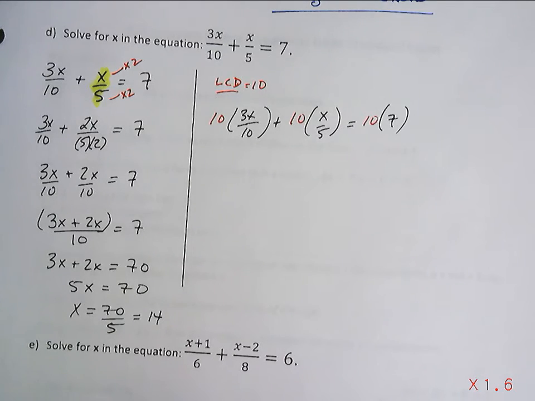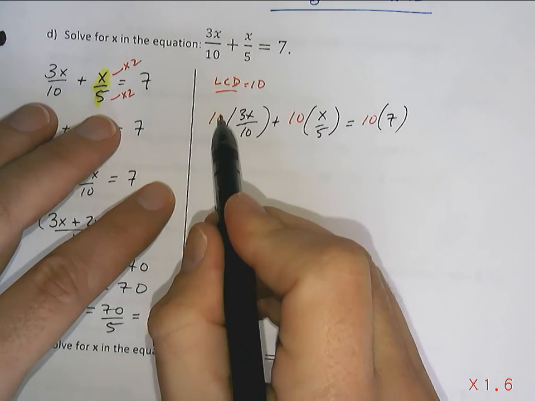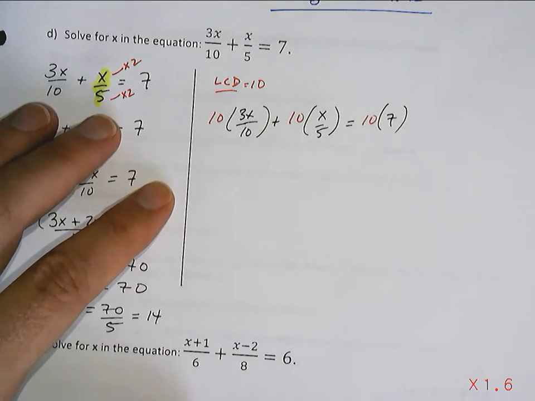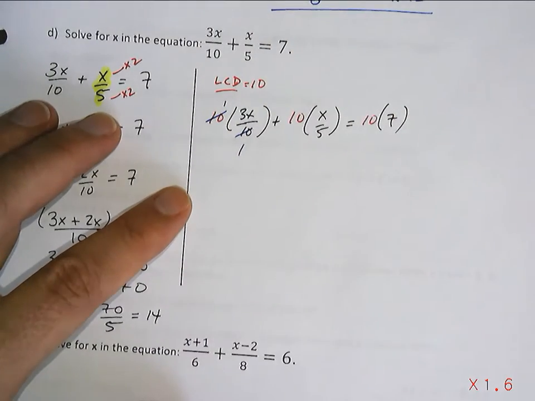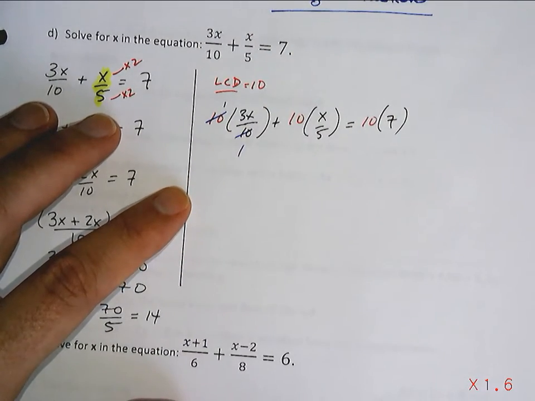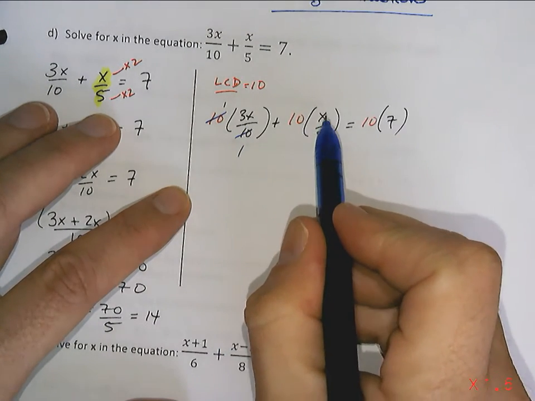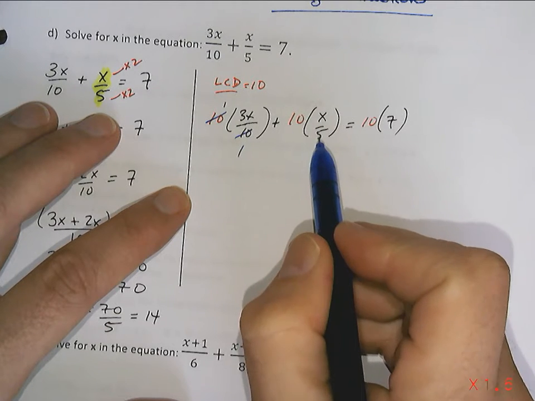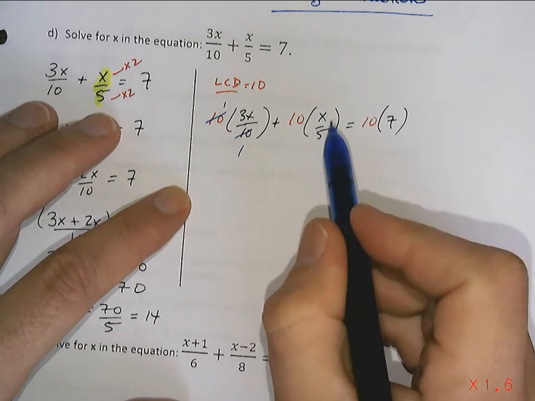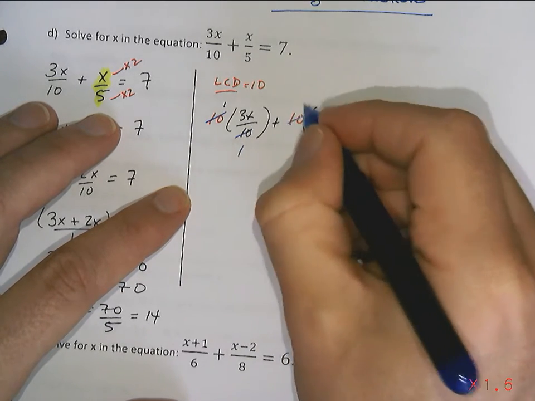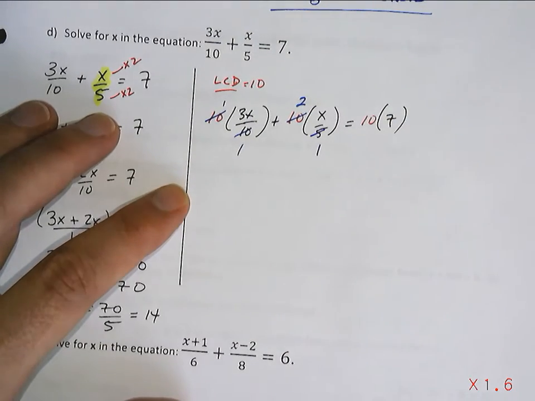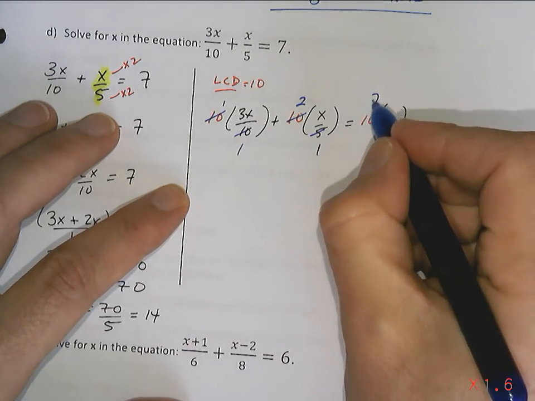Now what I'm going to do is reduce. This is 3x times 10 divided by 10. Well, if I'm going to multiply by 10 and then divide by 10, that's the same as not doing anything by 10. That make sense? This is 10 times x divided by 5. Well, how many 5s are in 10? 2. So this will change to 2. It'll reduce. And 10 times 7 is 70.